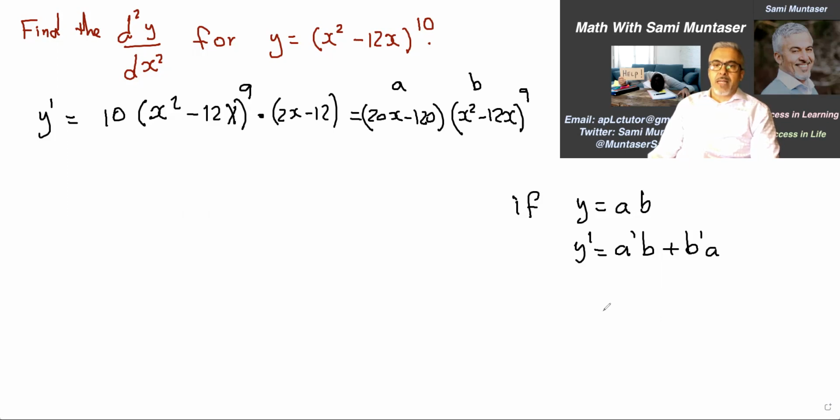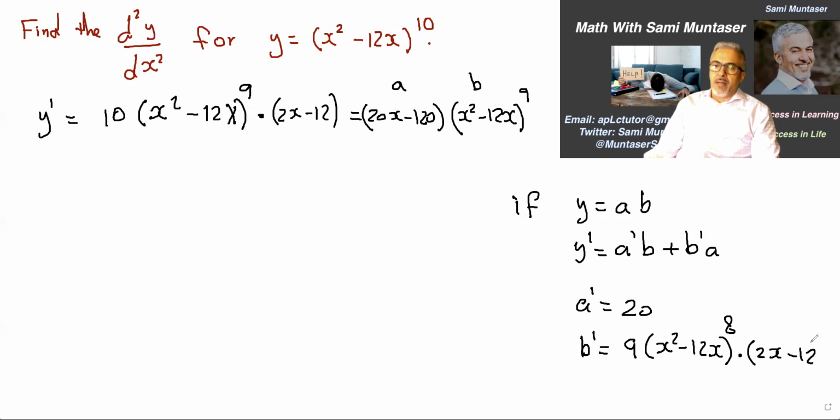So what I'm going to do, I'm just going to find A prime already. A prime is just 20 because the derivative of 120 is just 0 and the derivative of 20x is 20. But the B prime will be 9. Keep what's inside the brackets the same, to the power of 8, take away 1, and then this will be multiplied by the derivative of what's inside the brackets, which we already did right there. And that's B prime.